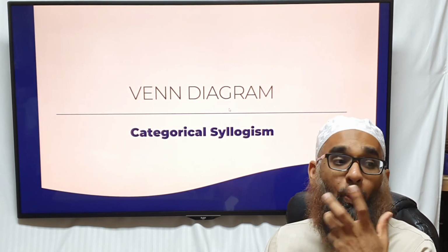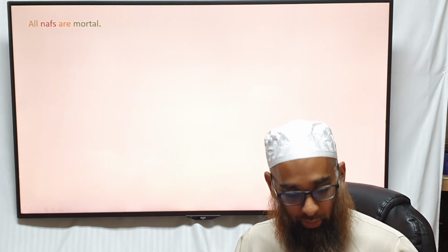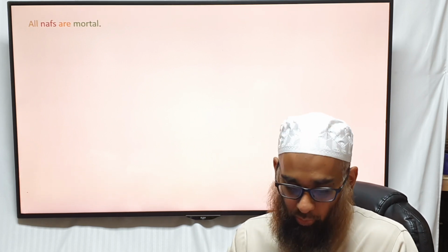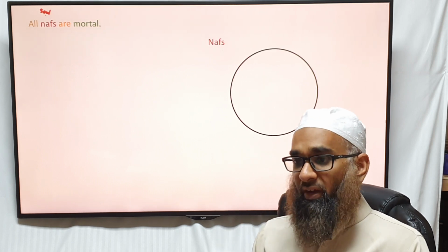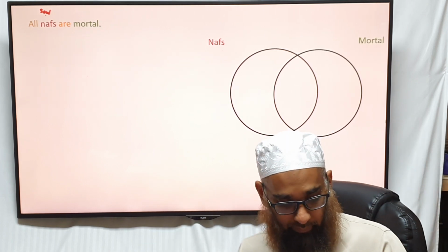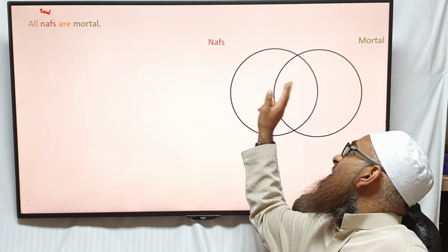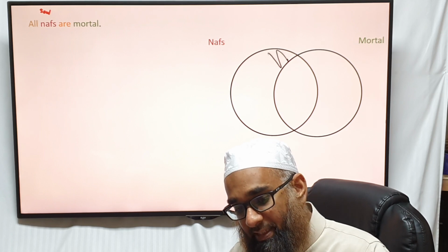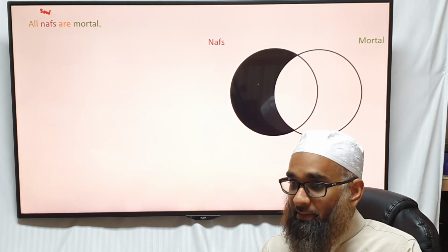Now let's look at this categorical system in a Venn diagram. And from there you realize why it doesn't work. So look, all nafs, what's nafs mean in English? Soul. So is this a true fact: all nafs are mortal? Kullu nafsin dha'iqatul maut. All souls, all living beings are mortal. So we have nafs and we have mortal. You have 2 circles. What would we shade in right here? Which one, 1, 2, or 3? We shade 1 because nothing exists in there, because there's no nafs that is not mortal. That's what we'll have.